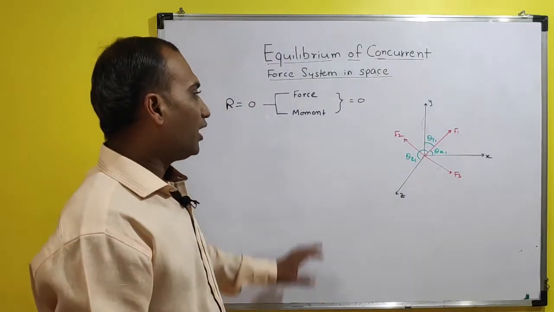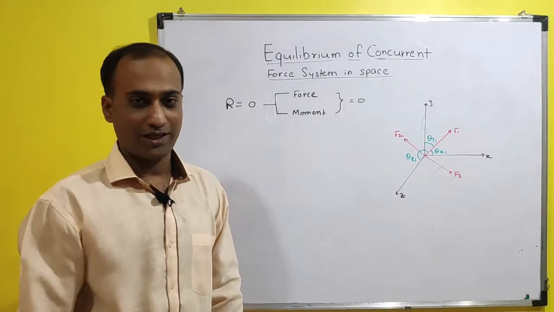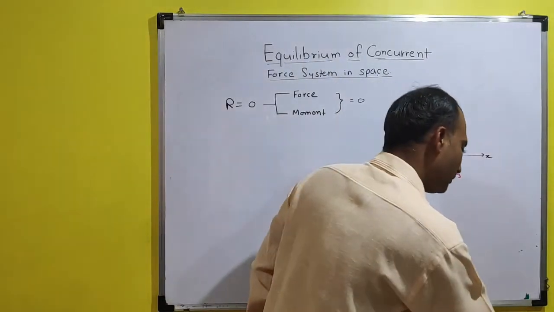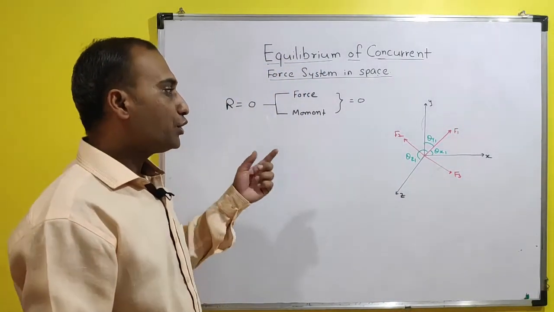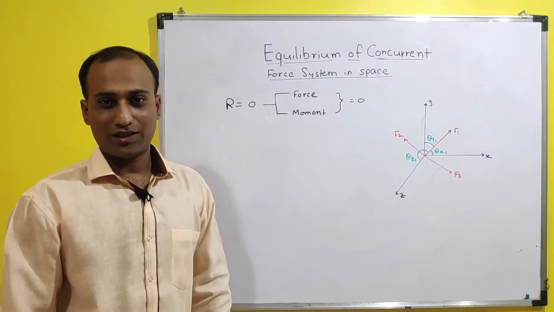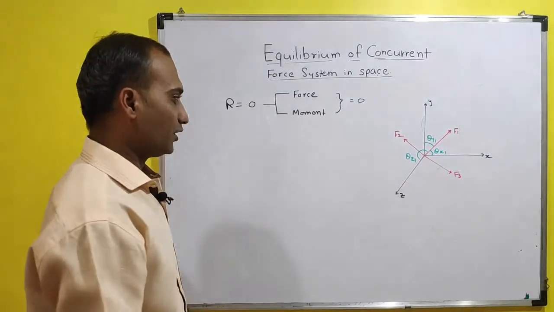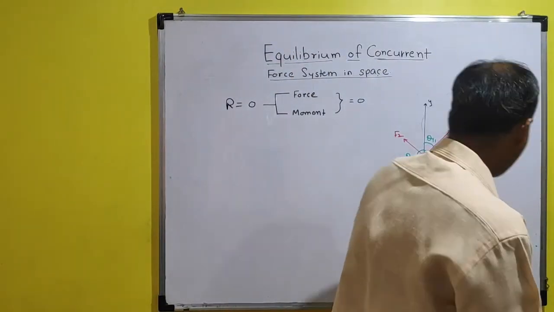So here, how are we considering the equilibrium of the concurrent force system in a space? To consider the equilibrium of the force system in a space, first of all you need to resolve each of these forces into its components, that is orthogonal components. So we know what we have done in the 2D.